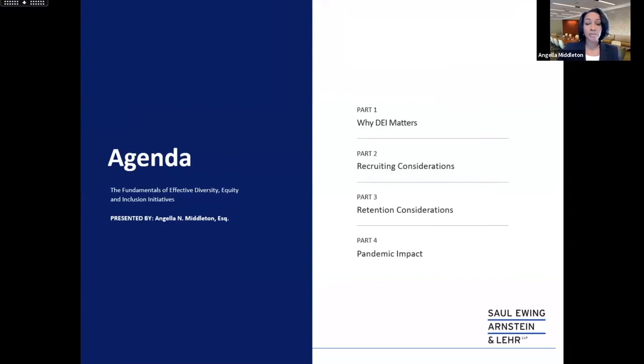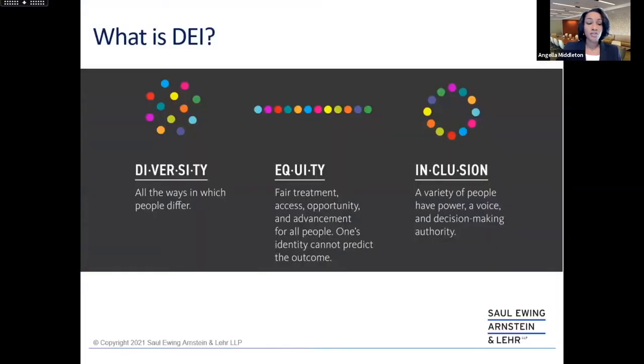Next slide, please. So first, let's start by level setting and making sure that we understand these terms: diversity, equity, and inclusion. So diversity is all the ways in which people differ, or the range of human differences. Years ago, we used to think of diversity as just race and gender, but we know it's much more than that.